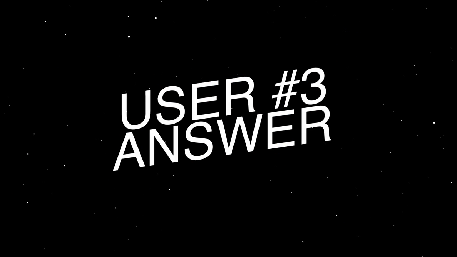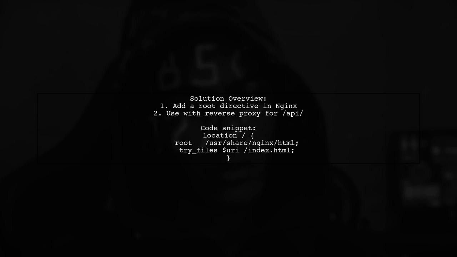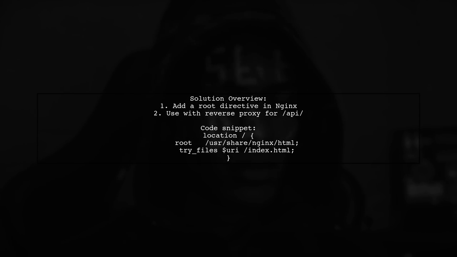Let's now look at another user-suggested answer. To solve issues with React Router and Nginx, the user found success by adding a root directive. This setup also works well with a reverse proxy for API endpoints.